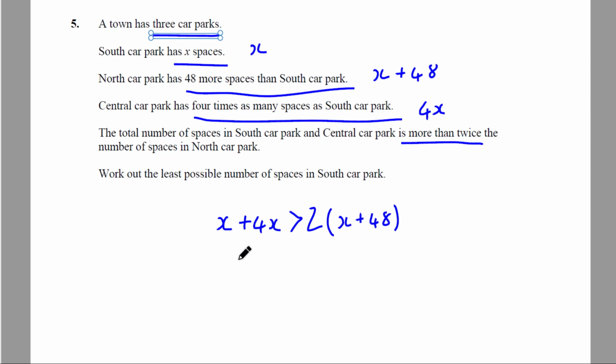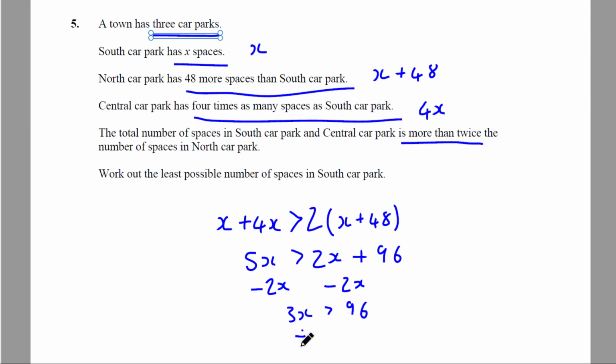We've written a nice inequality here. So we get 5x is greater than, let's expand that out, 2x plus 96. Minus the smallest amount of x's from both sides. So we get 3x is greater than 96. Let's divide that by 3, divide that by 3, and then we're going to get x is greater than 32.